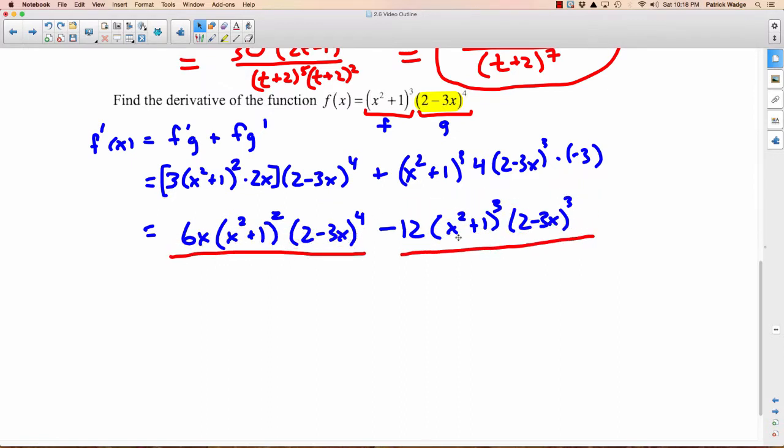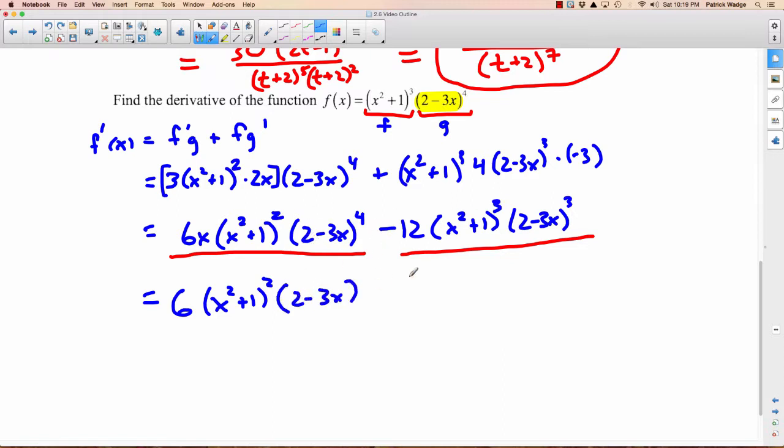What can we take out of each one of those two parts? Let's start by looking at the 6x and the negative 12. What's the greatest common factor of 6x and negative 12? Greatest common factor is 6. Now, let's look at the next part. x squared plus 1 squared and x squared plus 1 cubed. What can you take out of both of them? You can take out an x squared plus 1 squared, right? We can take 2 out of here, and we can certainly take 2 out of here, but you couldn't take 3 out of here, so that's where you're stuck with the smaller exponent. Okay, similarly for the next part, you can take out a 2 minus 3x to what power? 3. We take the smallest exponent again, so 3. So this is our greatest common factor.